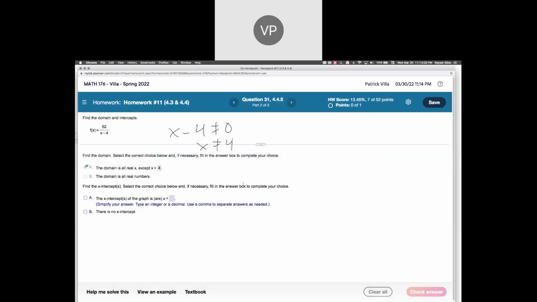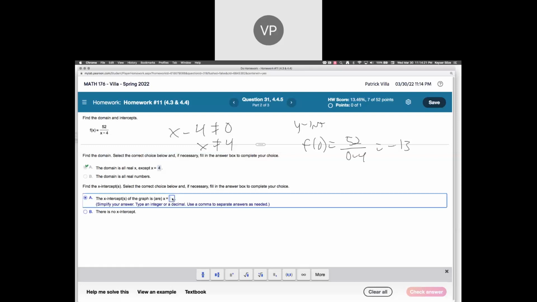So process number 1. For the y-intercept, we find f of 0. Looks like we have a negative 13. Now the actual point is 0, negative 13. Oh, sorry, that's the y-intercept. They're actually asking for the x-intercept first. So let me go do that and we'll come back.